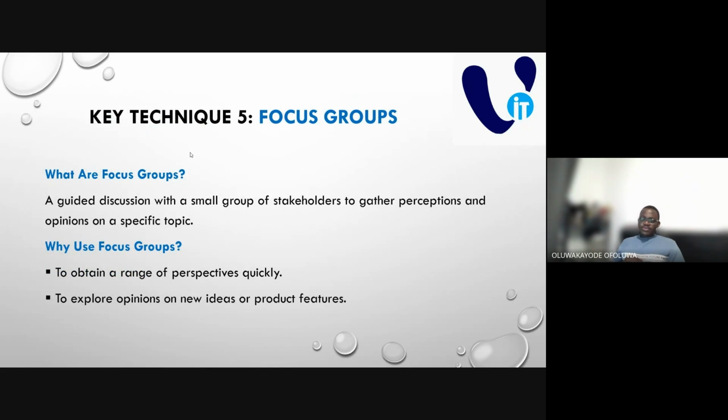Let's look at focus groups. Focus groups, although they are similar to our workshops, are a guided discussion with a small group of stakeholders to gather perceptions and opinions on a specific topic. In the case of a focus group, they are for people with similar perspective of something.